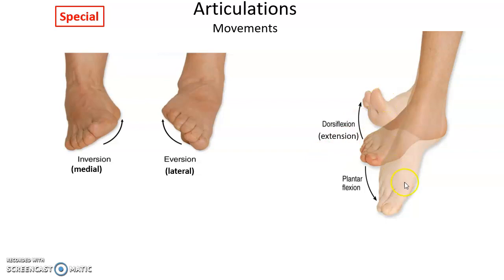And then we also have dorsiflexion and plantar flexion. Dorsiflexion, moving the foot superiorly, so the toes and foot are going up. Plantar flexion, moving the foot downward or inferiorly so that the toes and foot are pointing down. So dorsiflexion up, plantar flexion down. Turns out dorsiflexion is technically a form of extension, which makes me really annoyed with the name, but it is what it is.